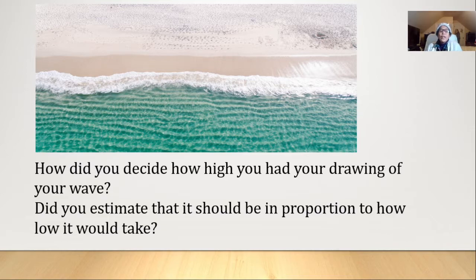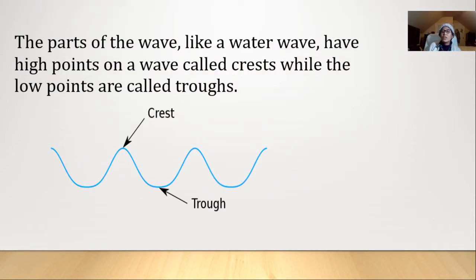So waves will be shown to them, this water wave, then asked how they decide how high they are drawing the wave. Did they estimate that it should be in proportion to how low it would go? Such that the parts of the wave, like a water wave, have high points called crests, while the low points are called troughs.